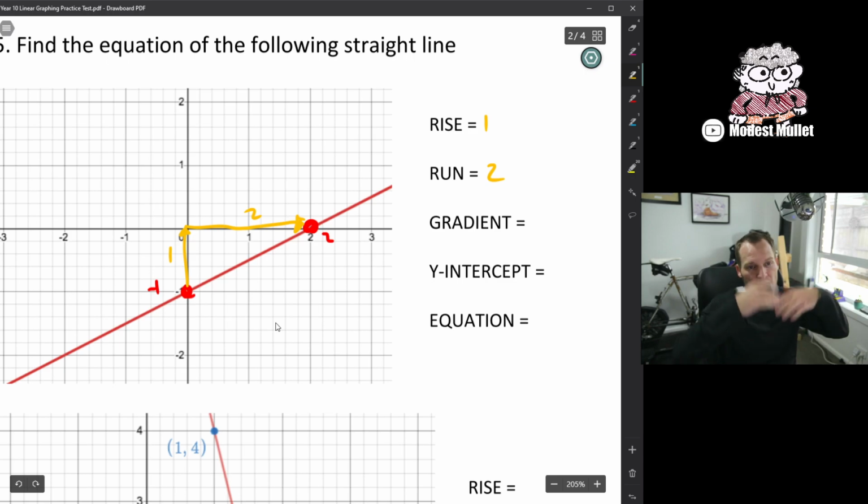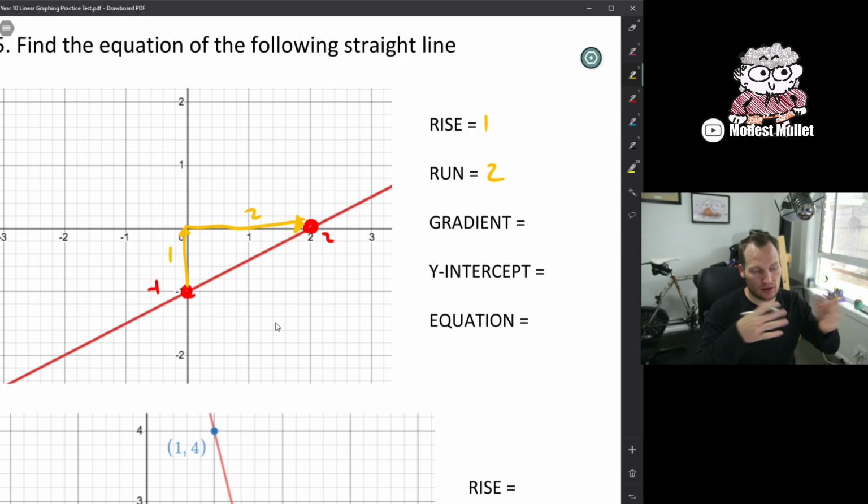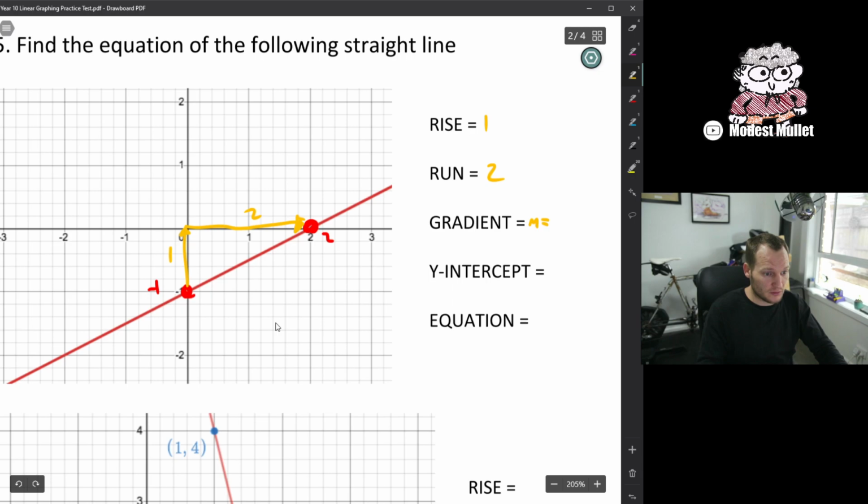So that's my rise. And I've gone across 2. So I suggest doing your up and downs first, and then your across second. That means you're not going to get your rise and run numbers confused. Go up or down first and then across as needed. So that's our rise and run. Now our gradient, which is m, just as a reminder, is always equal to rise over run, which we just got. So that is equal to 1 over 2, and we can just leave it as a fraction. You could put it as a decimal, putting a calculator to get a decimal. In this case, it's 0.5. But I suggest leaving it like that.